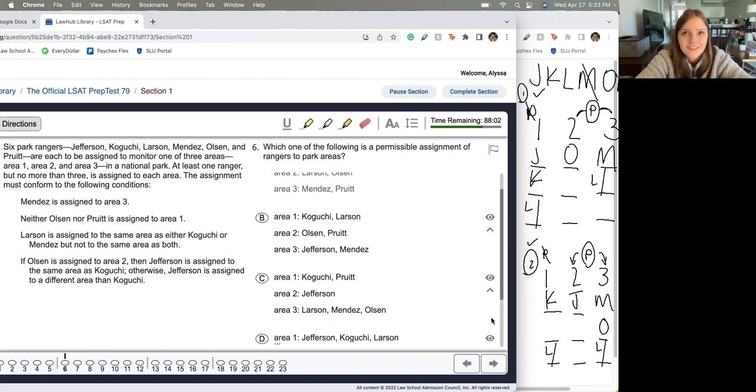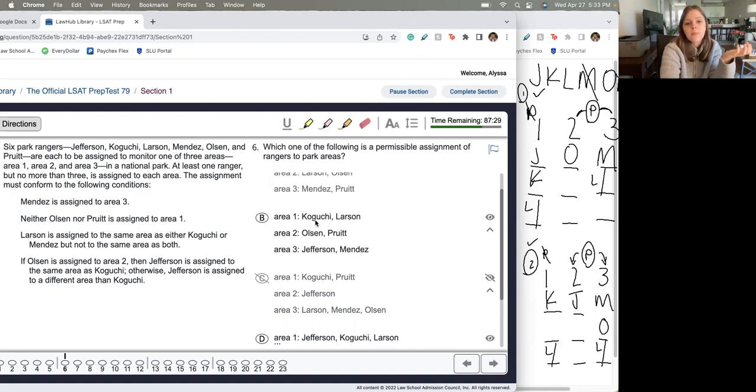And I was like, wait, one of these has to be right. One of them has to be wrong. So we'll just go through our rules again and make sure that both of them are adhering to it. So we've already gone over the first rule. M is assigned to 3. That's happening in both of them, so we're good there. Our second rule is where we can distinguish between B and C. Our second rule says neither O nor P is assigned to area 1. And that's what's going to eliminate C, because we have P in area 1. So we can eliminate C in that way.